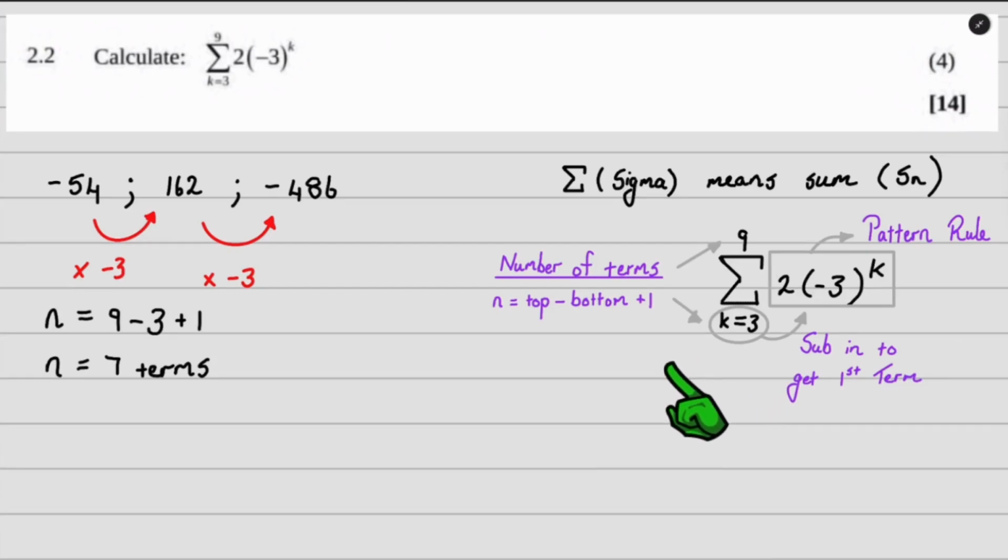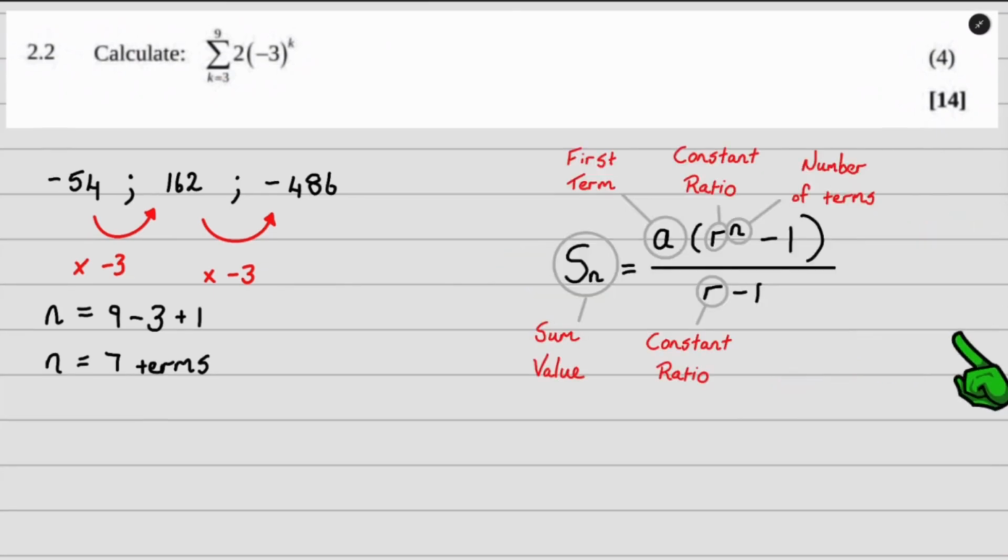So let's grab the sum formula for a geometric pattern, and I'm going to give you a quick reminder of what everything is inside of that formula. This formula is on the formula sheet, so you don't have to know it off by heart. We've got the sum value in front, the first term over there, and the constant ratio appears twice. Then we've got the number of terms as an exponent on R, and a couple of minus 1s there. I'm going to put all of this inside to work out the sum, because sigma is asking you please get the sum of this pattern. So let's put everything in quickly.